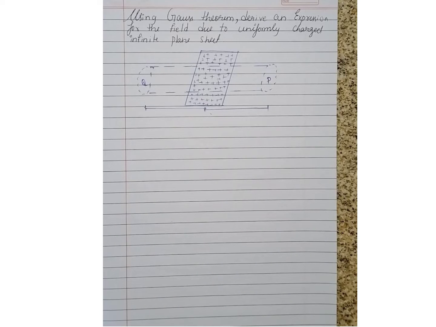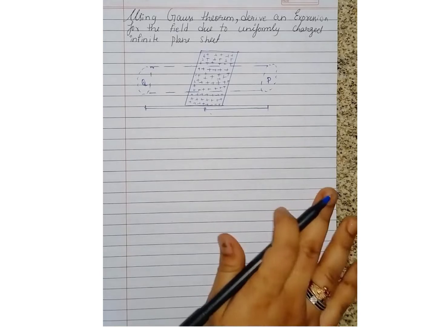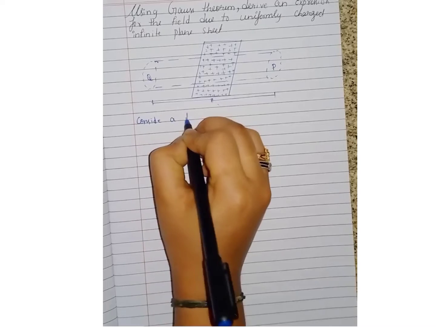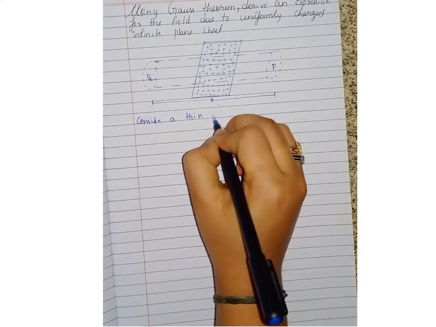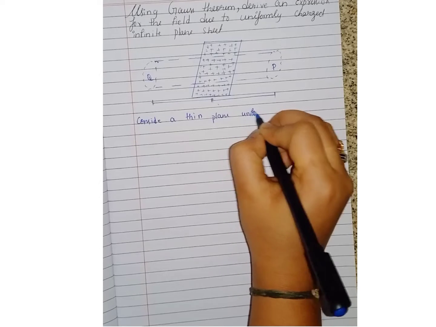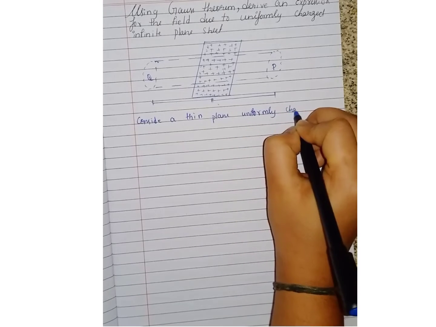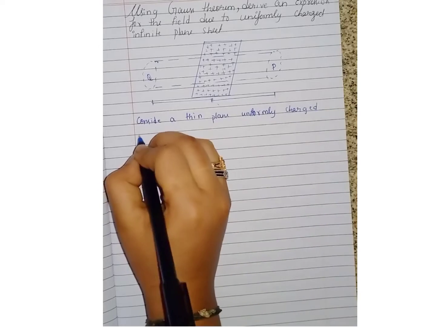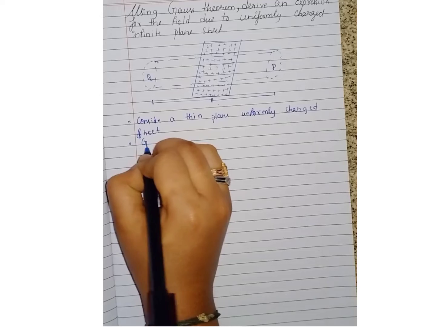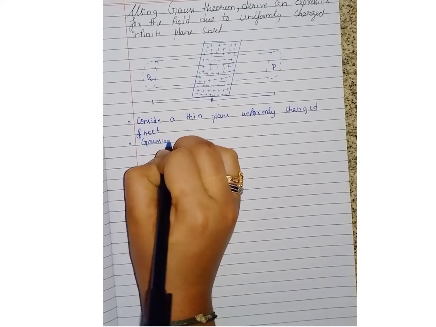Let's see how to derive an expression for the field due to a uniformly charged infinite plane sheet using Gauss theorem. For that, first we have to consider a thin plane, uniformly charged sheet. And the same one here, Gaussian surface.